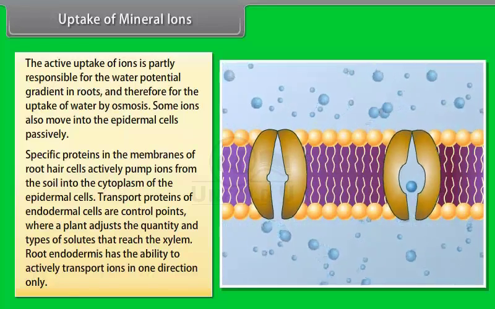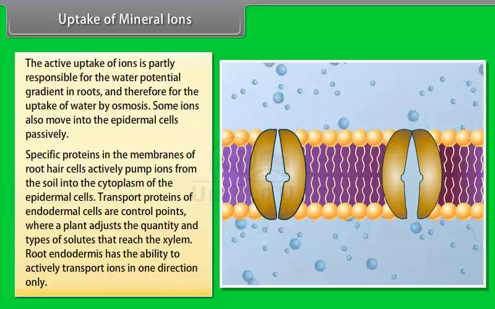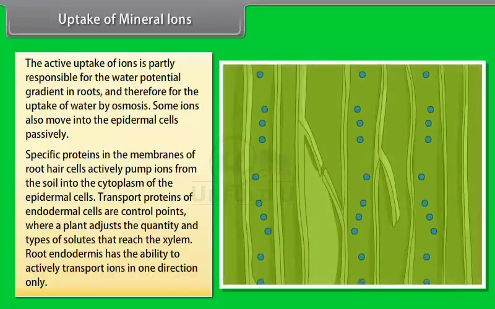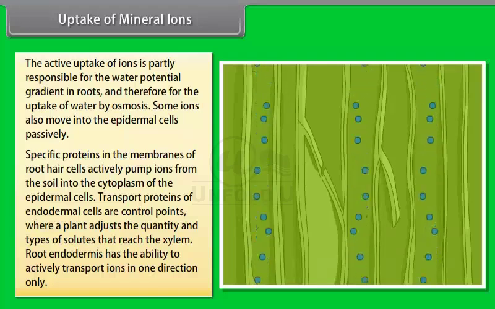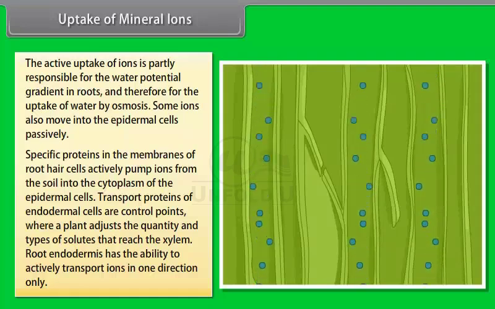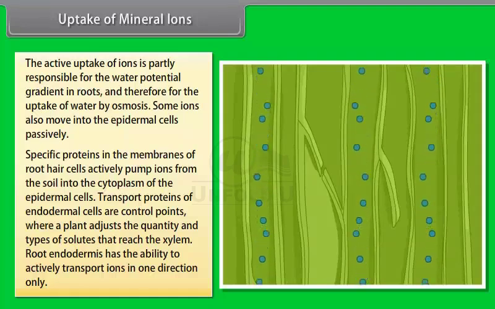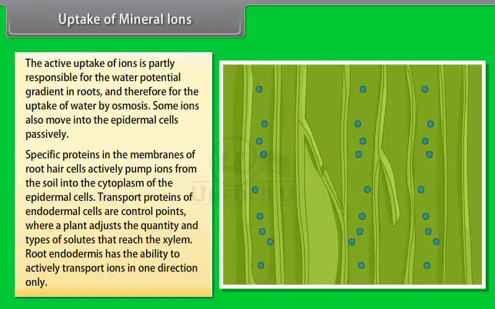They let some solutes cross the membrane, but not others. Transport proteins of endodermal cells are control points where a plant adjusts the quantity and types of solutes that reach the xylem. Note that the root endodermis, because of the layer of suberin, has the ability to actively transport ions in one direction only. Translocation of mineral ions.